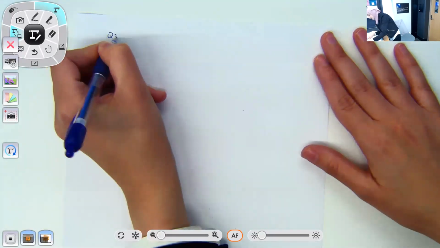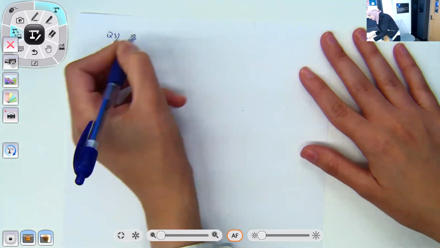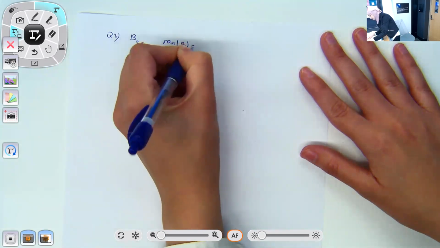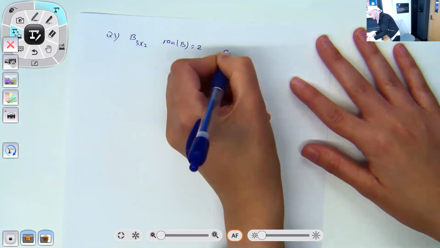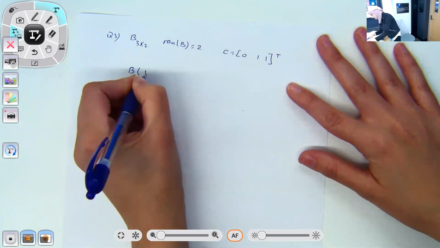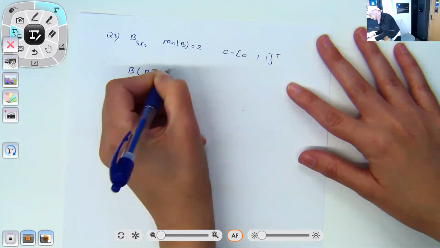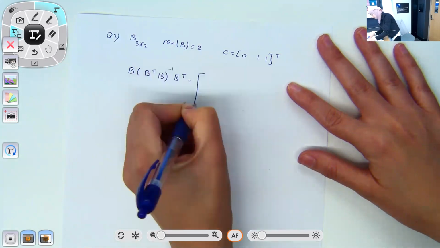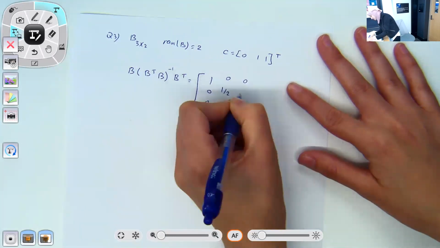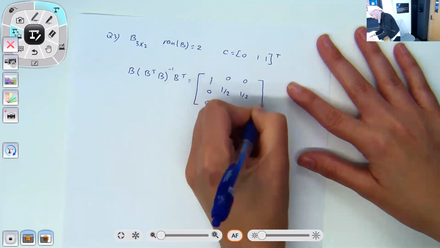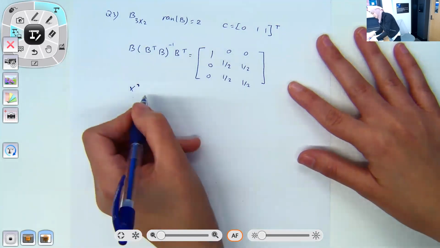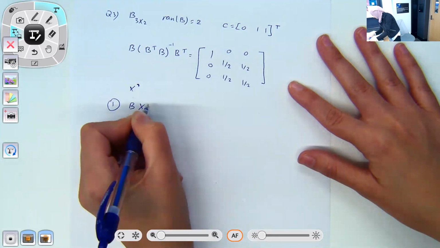They give you that the matrix B is a 3 times 2 matrix, and that the rank of this matrix equals 2. And they give you that C equals (0, 1, 1) transpose. And they give you that B multiplied by (B transpose times B) inverse, multiplied by B transpose equals 1, 0, 0, 0, half, half, 0, half, half. And X star is the minimum point. We need to find the value of the first thing. We need to find the value of B X star.